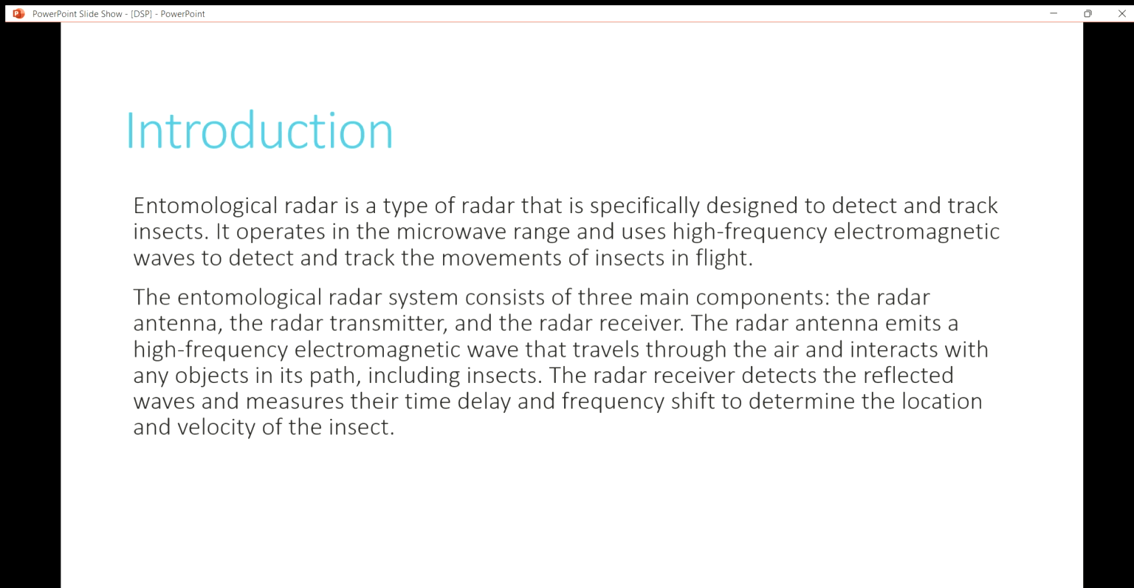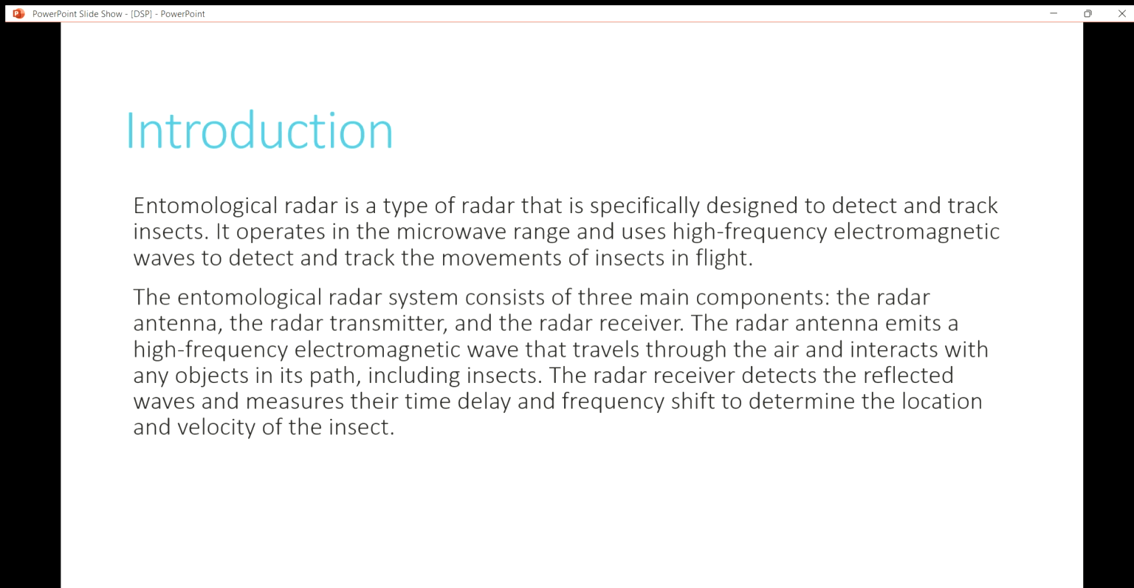in flight. The entomological radar system consists of three major components: the radar antenna, the radar transmitter, and the radar receiver. The radar antenna emits a high frequency electromagnetic wave that travels through the air and interacts with any objects in its path, including insects. And the radar receiver detects the reflected waves and measures their time delay and frequency shift to determine the location and velocity of the insect.